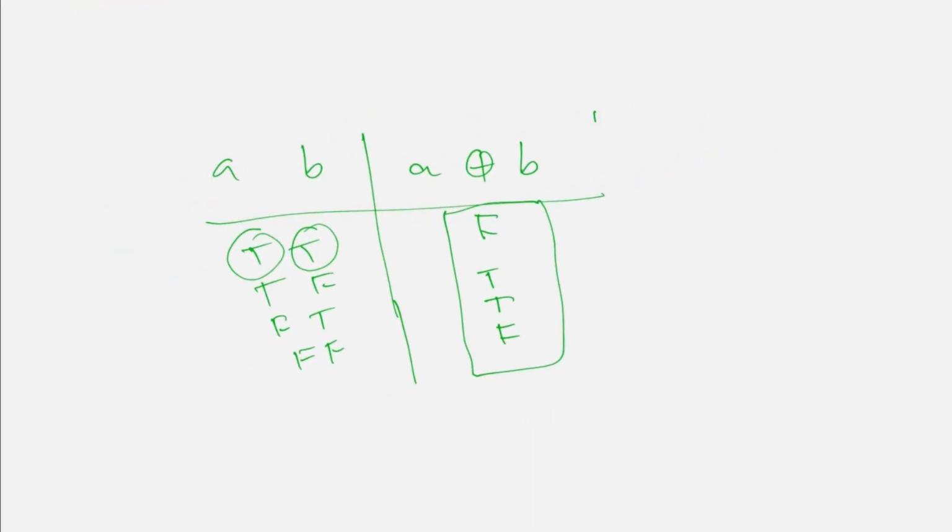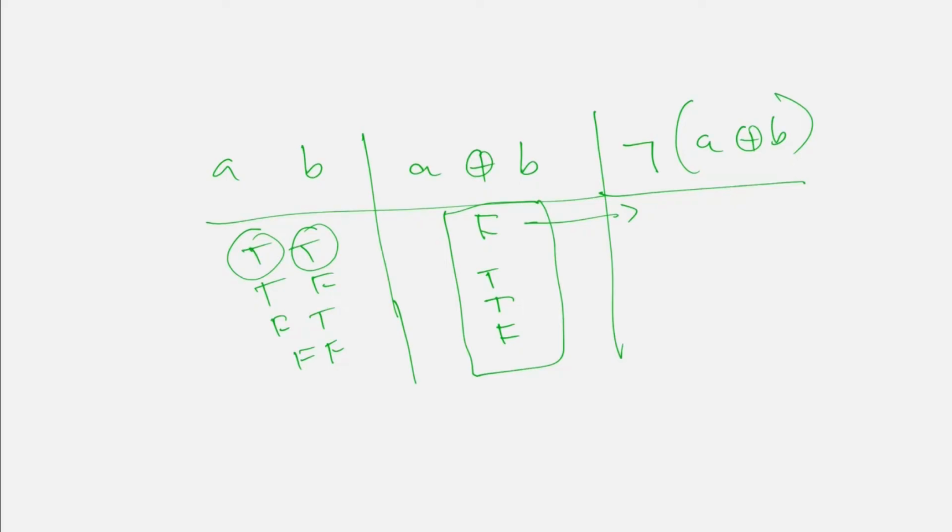Let's do something a little bit extra on this, extend a bit further, and look at not A XOR B. So what do we have to do if we have a not at the start? Well, we just have to look at the opposite of the previous answer. The previous was false, and now we're flipping it, so it's true. And then you just repeat that for each one.